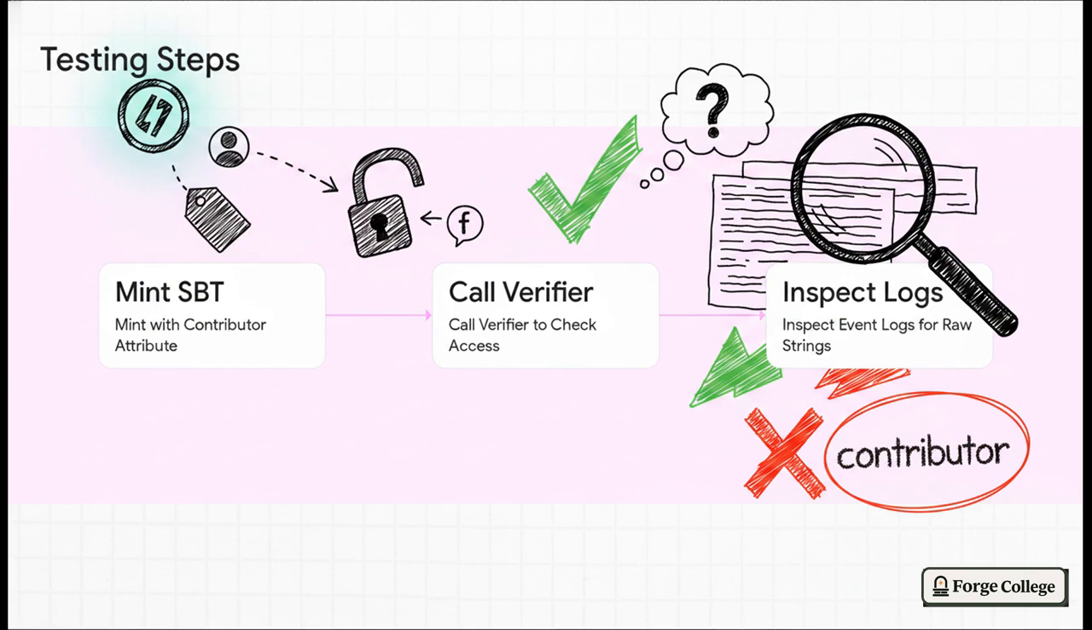By executing these 3 concrete steps, we test the happy path of granting access, while simultaneously verifying that the raw contributor string isn't leaking into the public logs. If we search the logs and find the word contributor sitting there in plain text, our test fails and we know we have a leak.